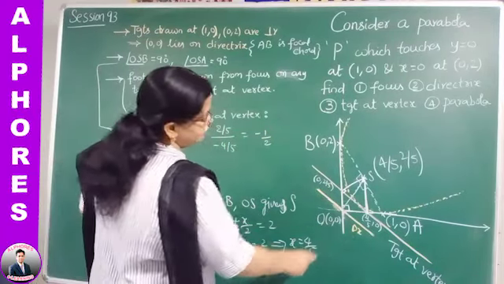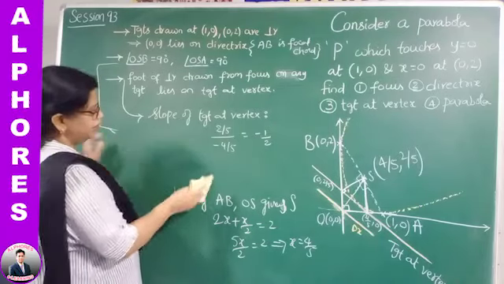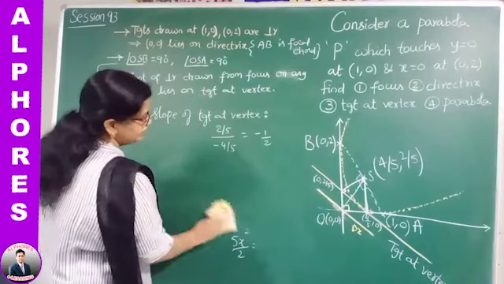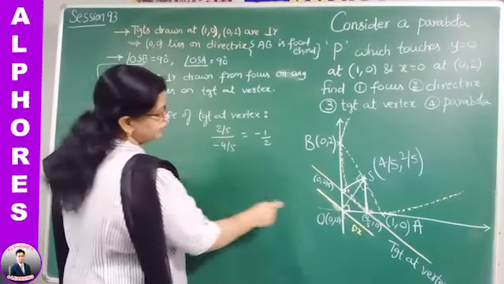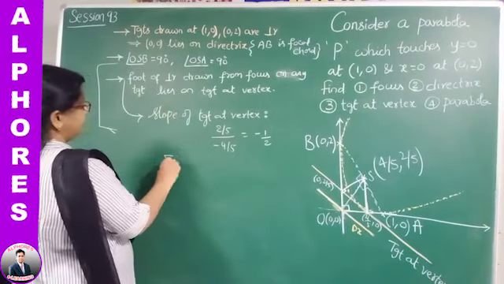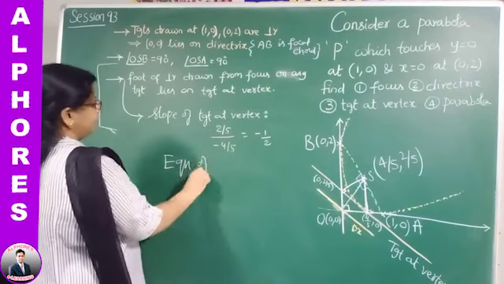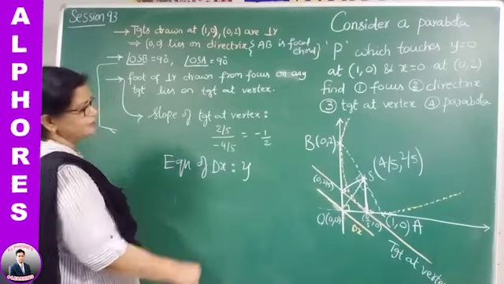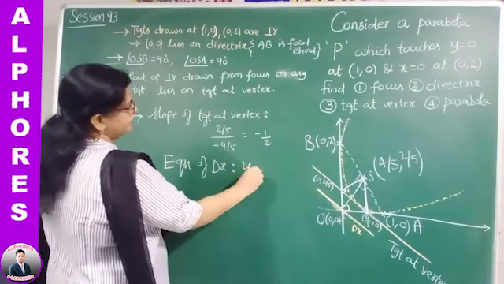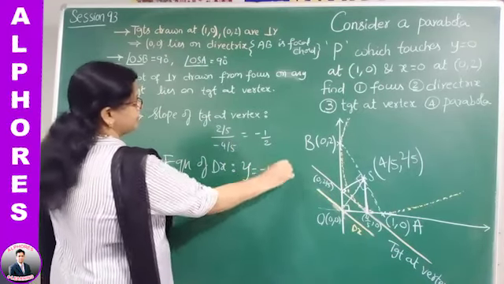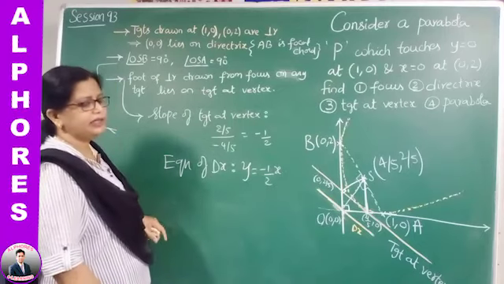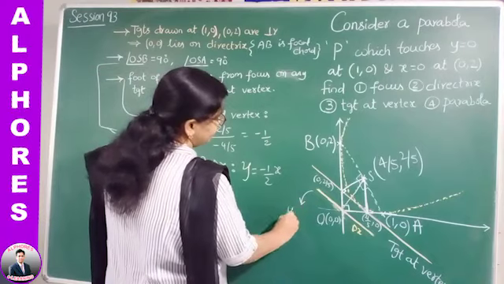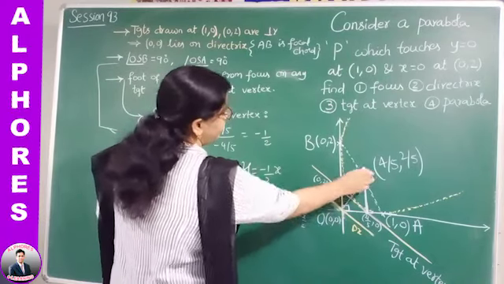Therefore, the slope of directrix is how much here? It is minus 1 by 2. As the slope of directrix is minus 1 by 2 and it is passing through the origin, the equation of directrix is y equal to mx, where m is minus 1 by 2, so y equals minus x by 2. So you got the directrix equation, and the focus you got.